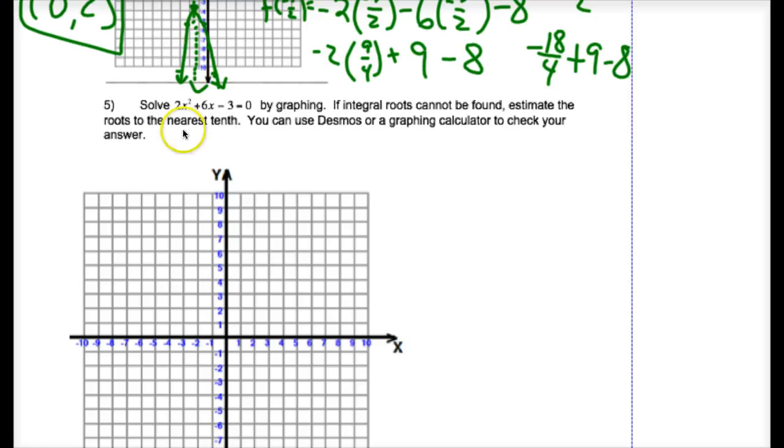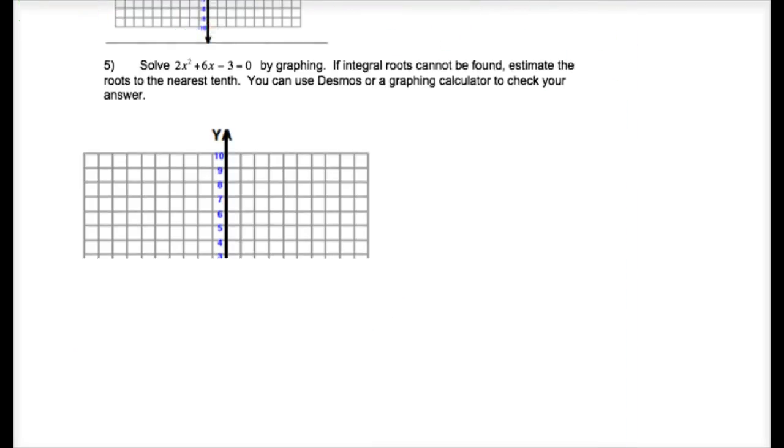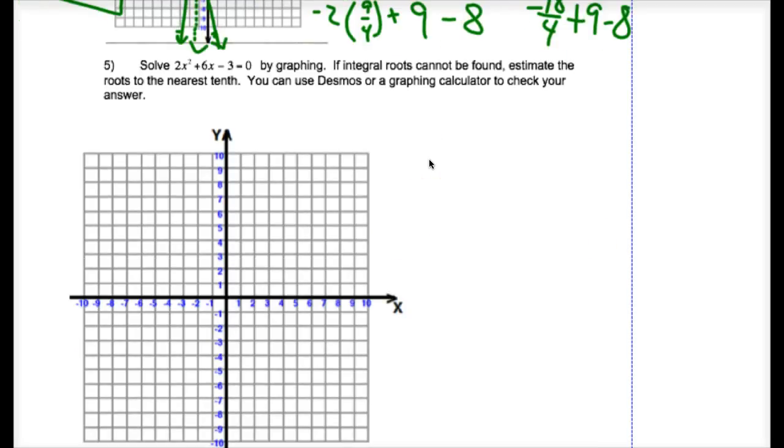Now, let's do this one by hand real quick, because you're going to see you have to estimate. You're going to do this on a test, so don't cheat yourself by using Desmos. A equals 2, B equals 6, C equals -3. Everybody find the axis of symmetry, the vertex, and try your best to graph it and find out where it crosses the x-axis. Use your calculator to your advantage.